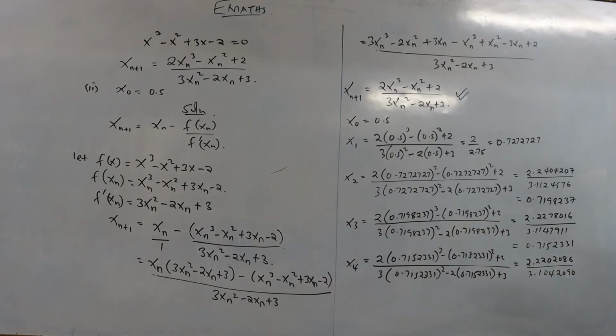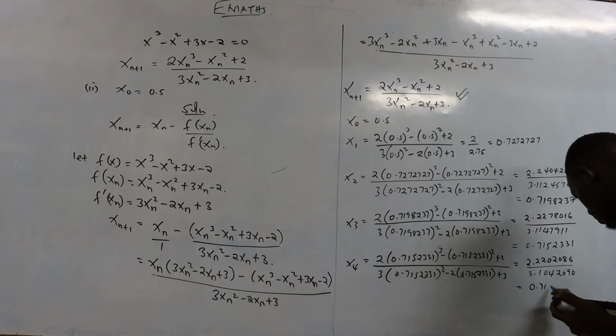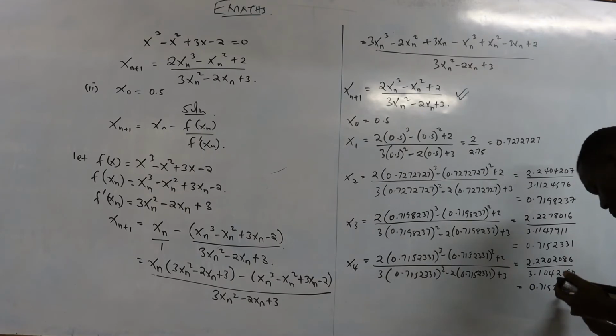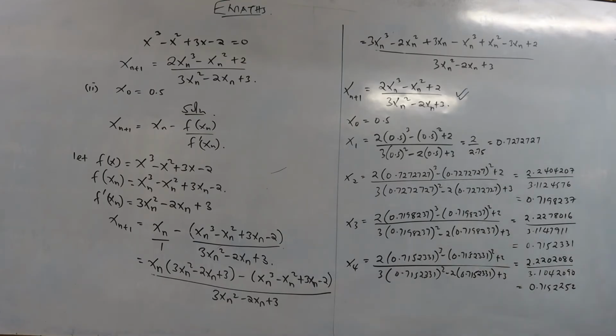So therefore divide that, 2.2202086 divided by the answer, and we get that our answer is 0.7152252. So therefore it means we are still in 6 decimal places. If you check the numbers, so here we had 1, 2, 3 numbers, now these numbers have been repeated, so we have around 4 of them already which have been repeated.